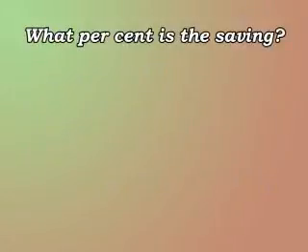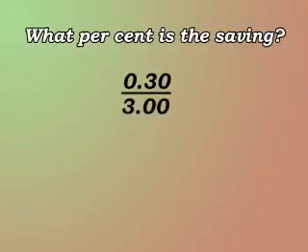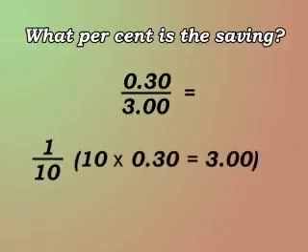What percent is the saving? 30 cents, that's 0.30, over $3.00, is the same as 1 over 10, because 10 times 30 cents becomes $3. So the saving is 10%.